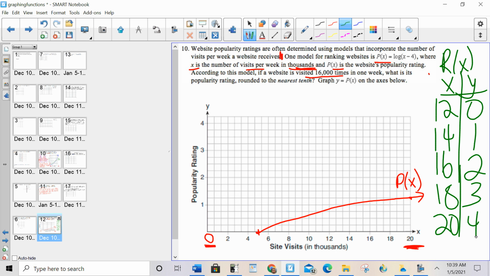All right, so now I'm going to plot these points, 12, 0, 14, 1, 16, 2, 18, 3, 20, 4. That's R of X. All right, I just got more points. I feel like I haven't done anything difficult yet. I've just been plotting points and I substituted something in.